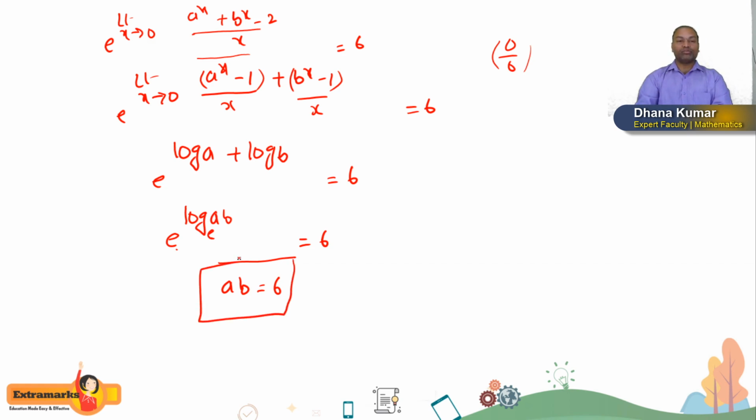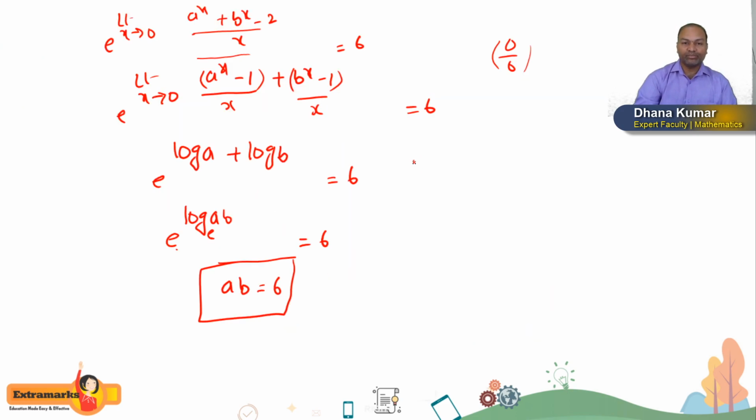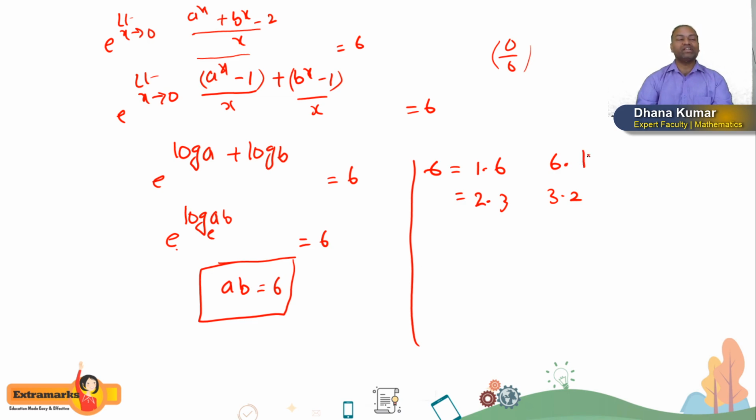Now easy, favorable cases. Here a, b you always select from the numbers 1 to 6 only. Here I am writing ab is equal to 6. Product of two numbers is 6 means 6 factors only. Possibilities: 1 into 6, 2 into 3, next the reverse, 3 into 2, 6 into 1. So finally, total how many possibilities did we get? 4 possible. Therefore, the number of favorable cases is equal to 4.